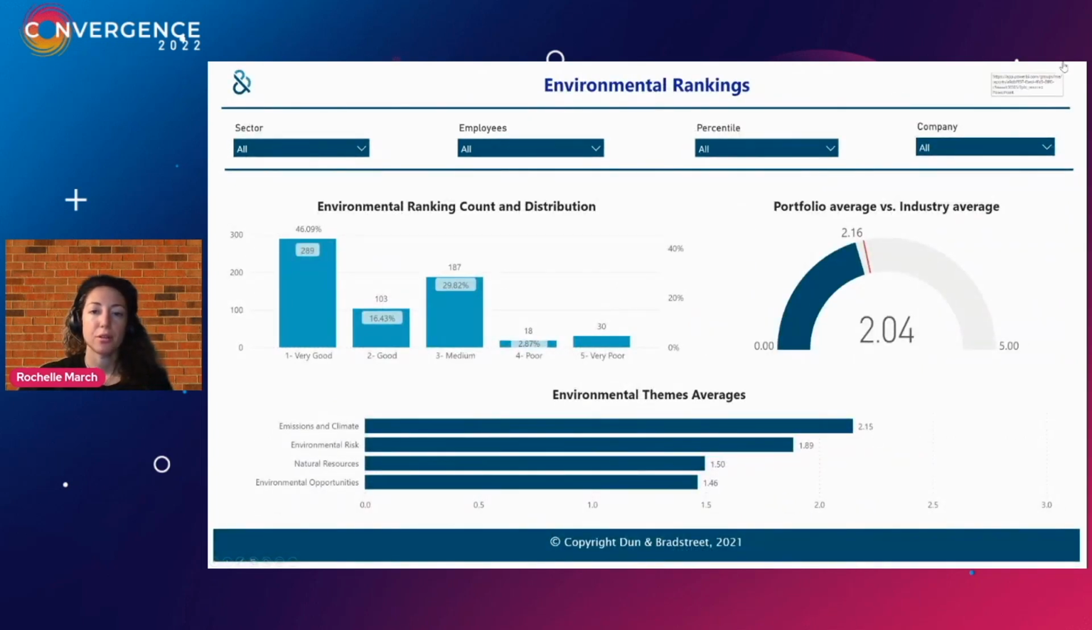And we have a breakdown on the environmental rankings. You can see the comparison to the industry average, a breakdown of the distribution, and also the average scores across specific themes. So this is at topic level, but the larger themes: GHG emission and climate, environmental risk, which would include compliance, natural resources like energy, water and waste management, and also environmental opportunities, environmental certifications, renewable energy initiatives, sustainable product initiatives, and so on.